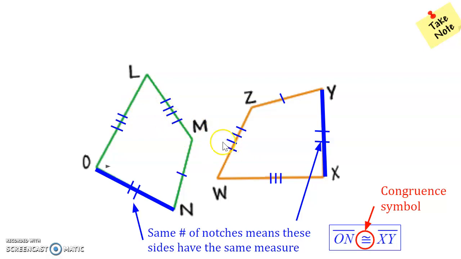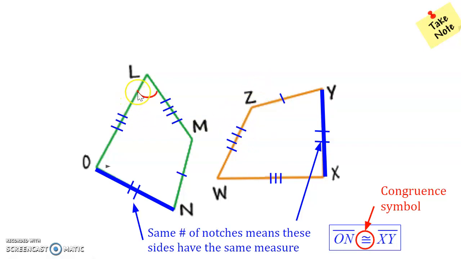Okay. Consequently, when you see one notch here and four notches here, that also means that this line segment and this line segment are not congruent. They are different lengths. So that's what it also communicates. Sometimes if you have the same numbers, they are congruent, but if they are different numbers, that means they are different. All right, what about angles?